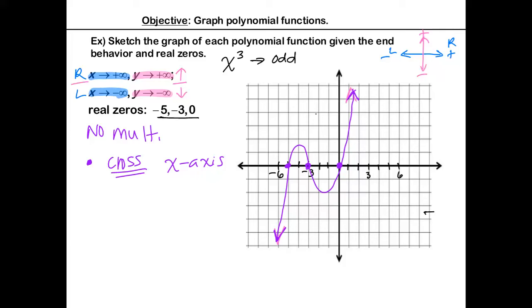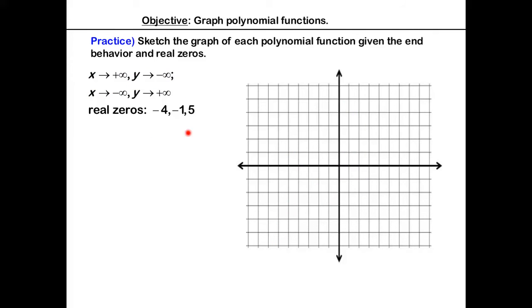All right. Next example is a practice problem. You guys are going to go ahead and try this one. It's at the very top of your notes. You can work together with your partners. End behavior is positive, negative, negative, positive, and you need to copy your 3 zeros. You have 3 zeros? So this is an x to the third, which means it's odd. So go ahead and practice this one.